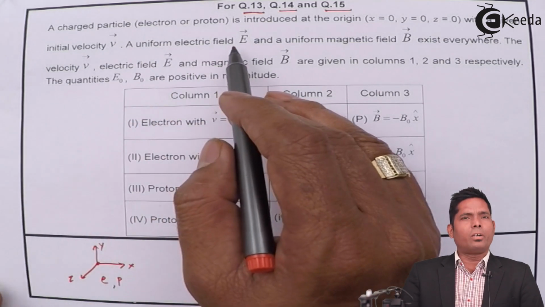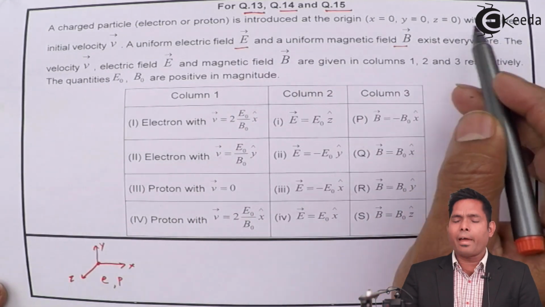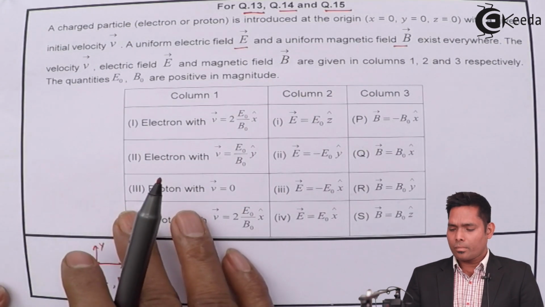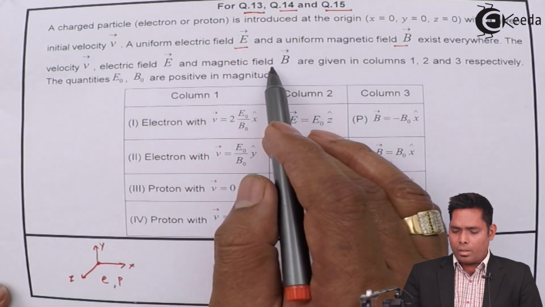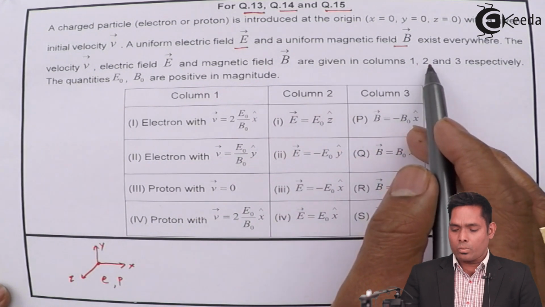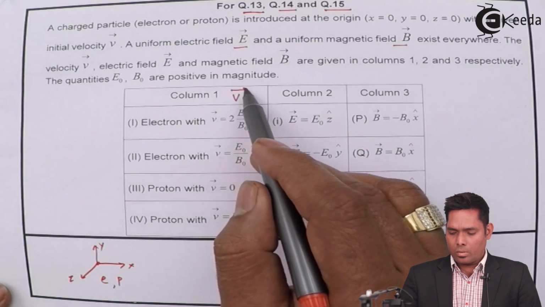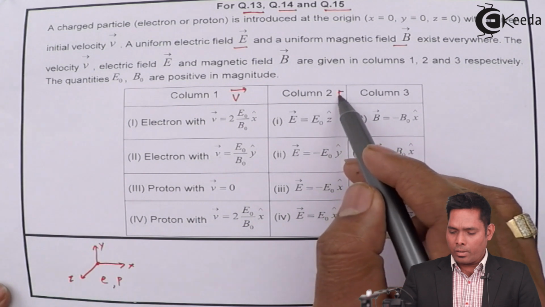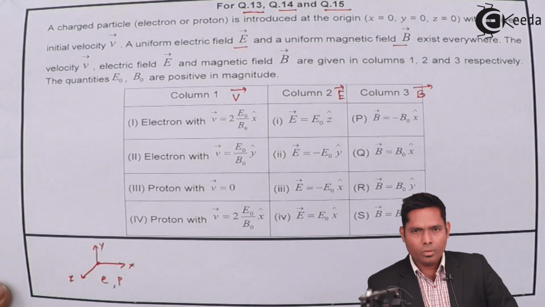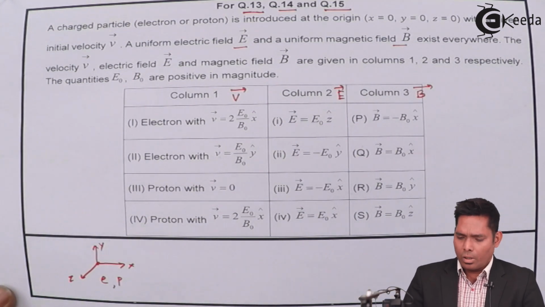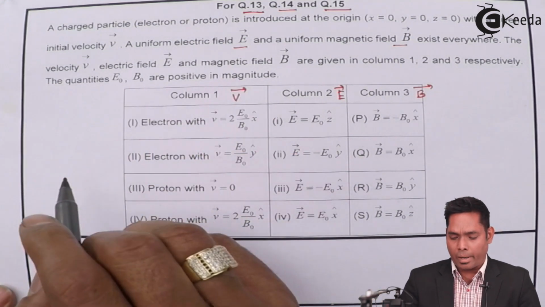A uniform electric field E and a uniform magnetic field B exist everywhere. The velocity v, electric field E and the magnetic field B are given in the question in columns 1, 2 and 3. Column 1, velocity. Column 2, electric field. And column 3, magnetic field. The quantities E0, B0 are positive in magnitude.